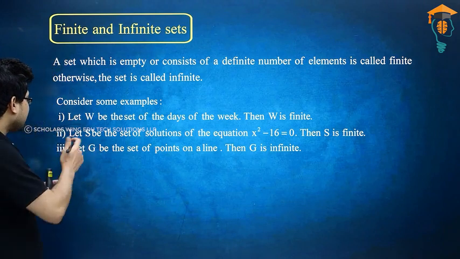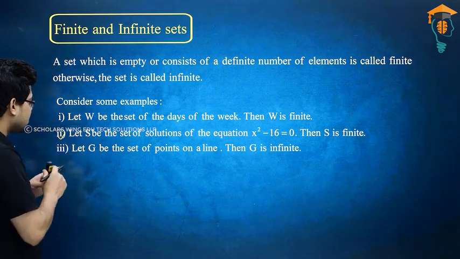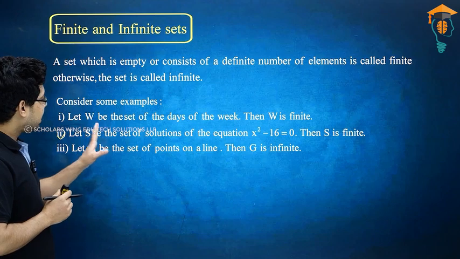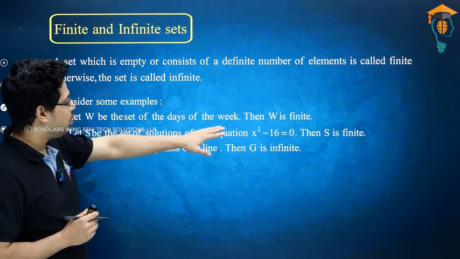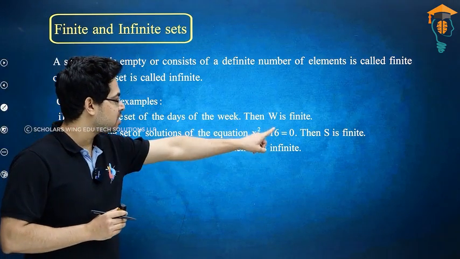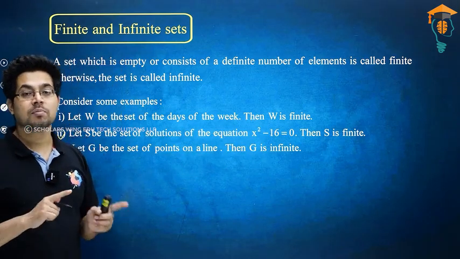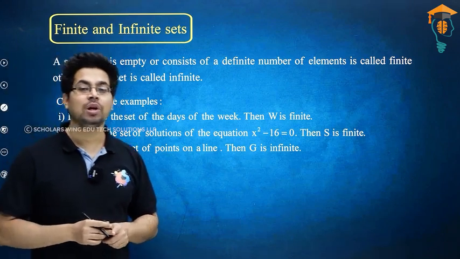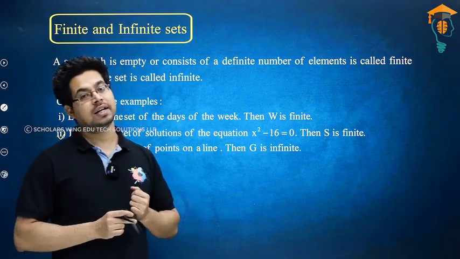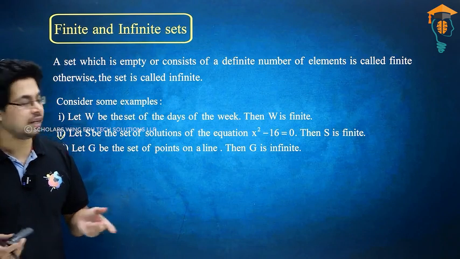Then coming back to the second question, that is set S. Let S be the set of solutions of the equation x squared minus 16 equals 0. That means x squared equals 16. So x is plus minus 4. So again we have only 2 elements inside set S. So it has to be finite, right?